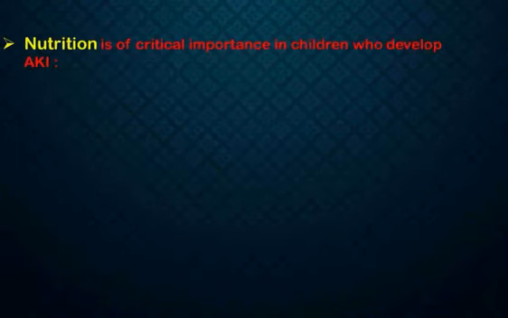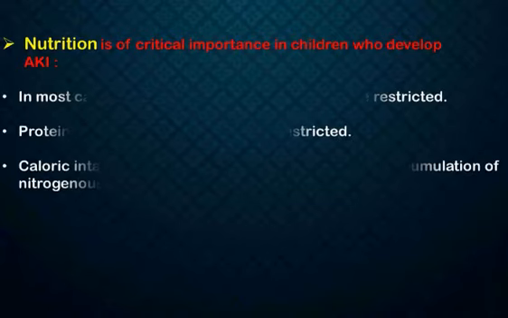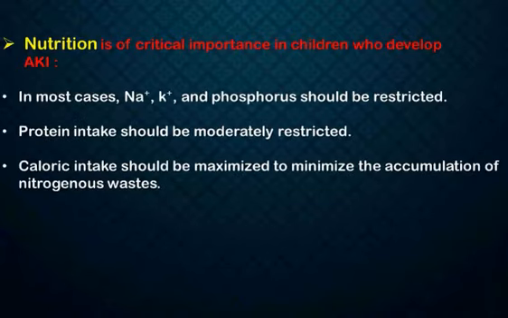Nutrition. In a patient with acute kidney injury, you should meet their nutritional requirements because it is of critical importance. In most cases, sodium, potassium, and phosphorus should be restricted, because decreasing the phosphorus leads to elevation of the calcium. The patient always has hyperkalemia. The patient has fluid overload and/or hypertension, so you should restrict the salt.